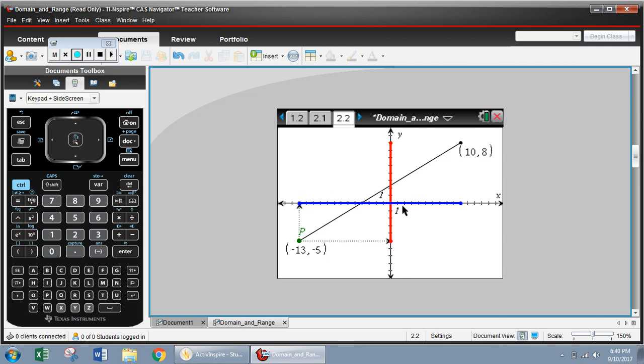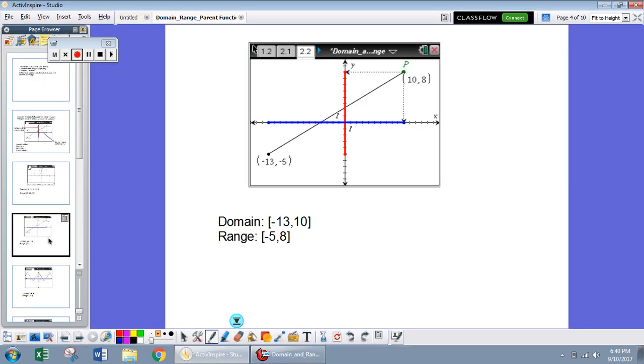So the blue is going to give me all of my domain values. So we can see this function from left to right goes from -13 all the way till 10. Now we see that that is inclusive. There is the point -13, there is the point 10. So my domain would be from -13 to 10, inclusive. Now the range, again, now we can think low to high like an elevator.